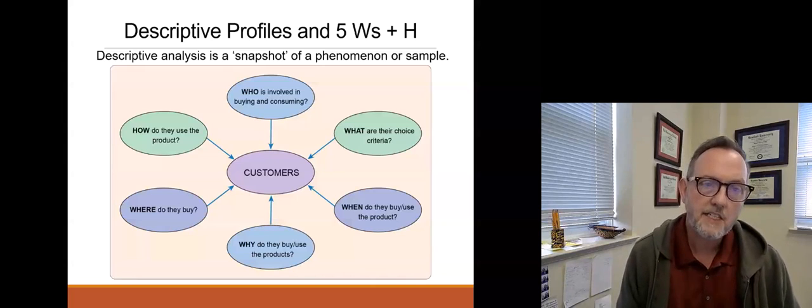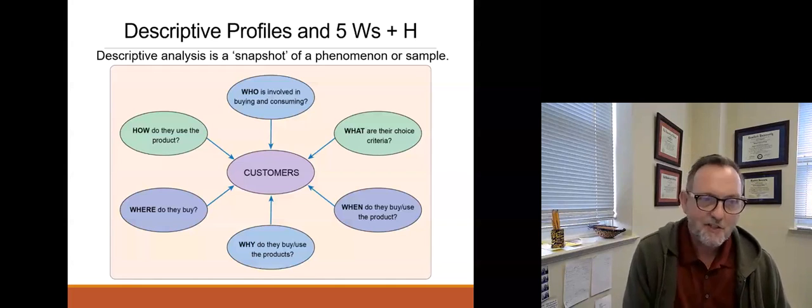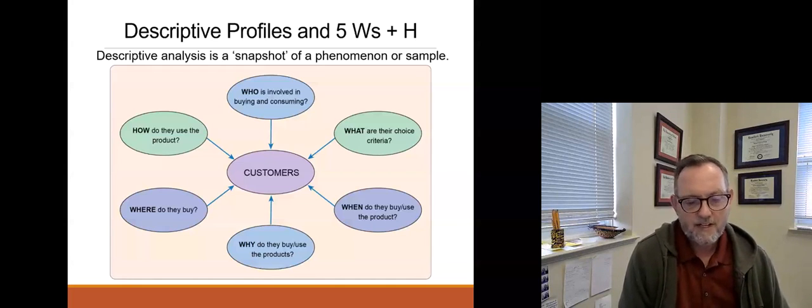In this case, you might have seen the idea of the 5 W's, and I added the H because there's an H in there too. When we do a descriptive analysis of a group, from a consumer perspective, who is involved in buying and consuming? What are their choice criteria, so what are they looking for, what are the things they want? When do they buy? This might be a behavioral thing: when, how often, what time, in what capacities and such.